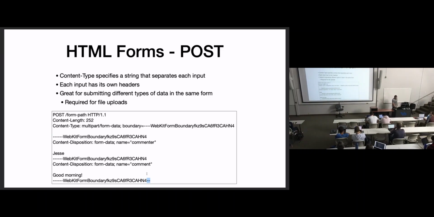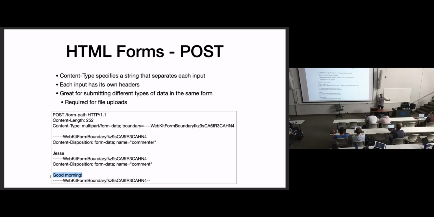One really nice thing about this boundary, you notice it's long and it has lots of random stuff attached to it. The browser is going to guarantee this boundary does not appear anywhere in your content. So this sequence of bytes will never appear in your content. So we can reliably look for this boundary and split our content based on it without worrying about finding it somewhere in the form data itself. Somebody can't submit information with this boundary in it. The browser is going to guarantee this.